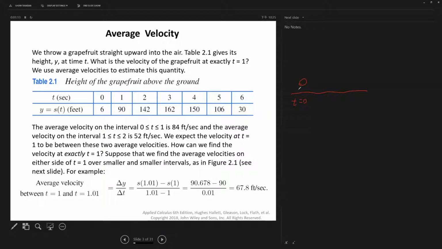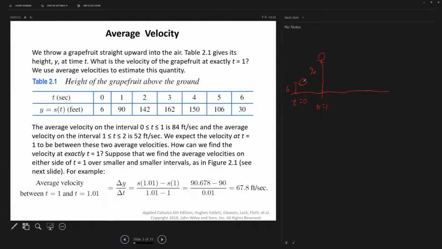t equal to 0, and 6 feet above the ground, because maybe it's on something, or maybe someone is holding it. So I'm just going to mark it 6 feet. And when t is 1, meaning 1 second after, the grapefruit is right here, 90 feet above the ground. So here is something we can think about. At time 0, it's 6. At time 1, we have 90 feet above the ground.